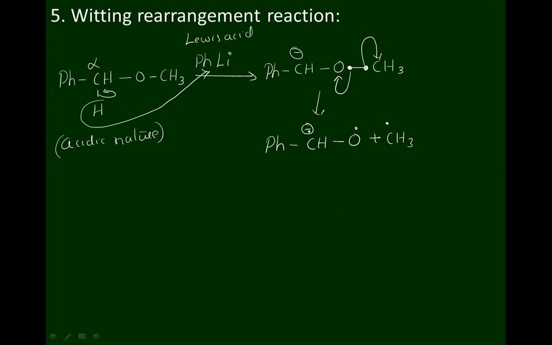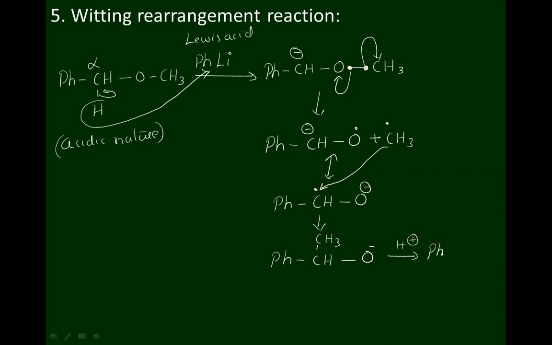So here what happens, the free radical and negative charge get exchanged with each other. PhCH free radical O minus, and this free radical is attacked by this CH3 radical to form PhCH(CH3)O minus, which on treatment with H plus ion gives the respective product, PhCH(CH3)OH. So this is the rearrangement involved in the Wittig reaction.